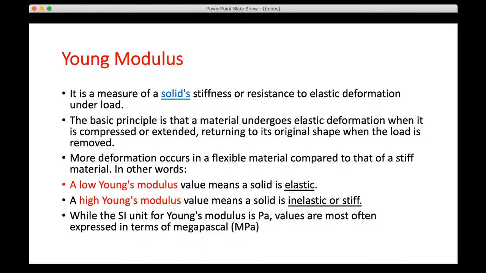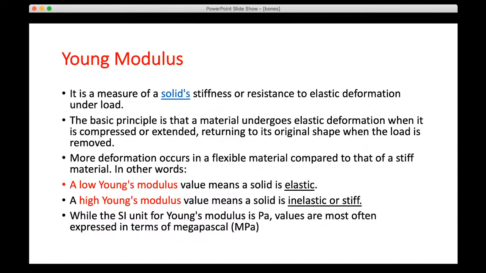Now coming to another definition or word you have always, I think, heard: Young's modulus. So what is Young's modulus? This slide will tell you what Young's modulus is. Young's modulus is basically a measure of a solid's stiffness, how stiff a material is. If you talk of bones, how stiff a bone is, that is defined by the Young's modulus value. Or we can say that it is a resistance to elastic deformation.